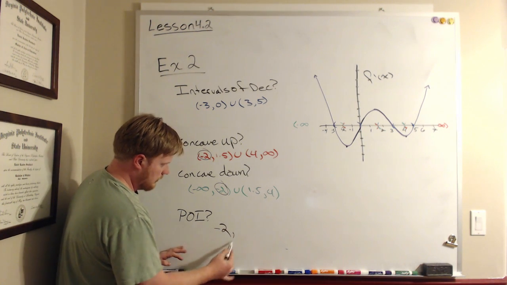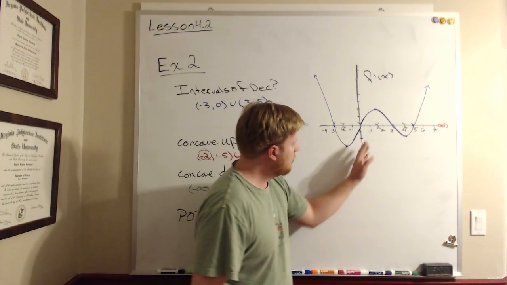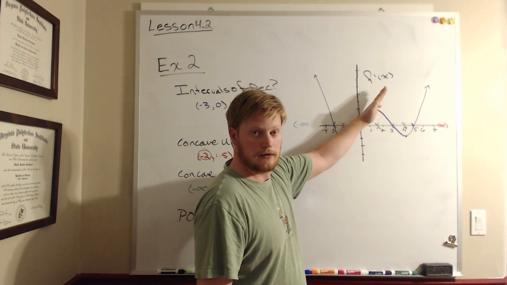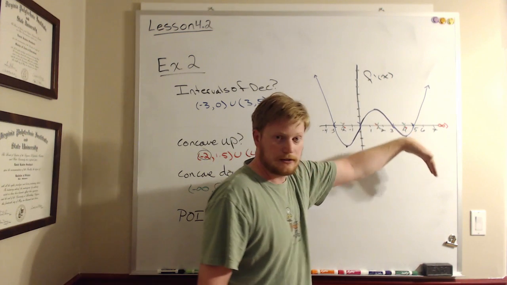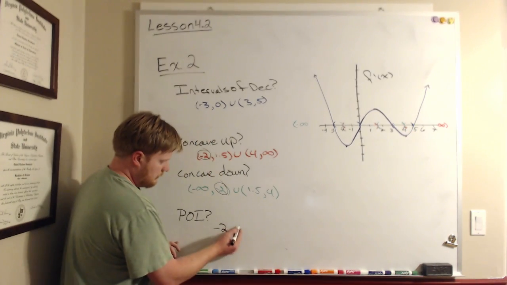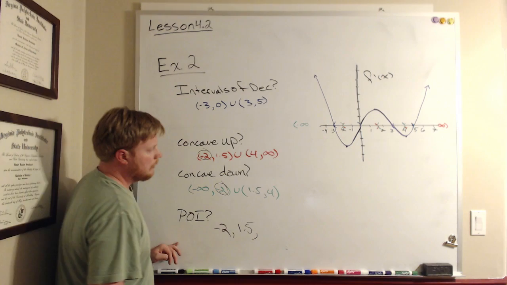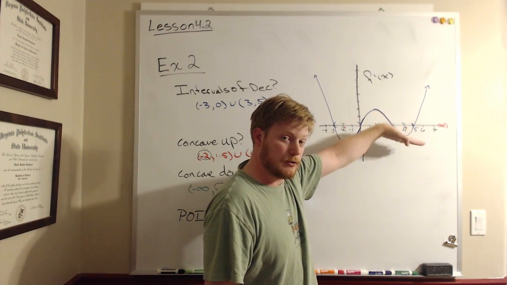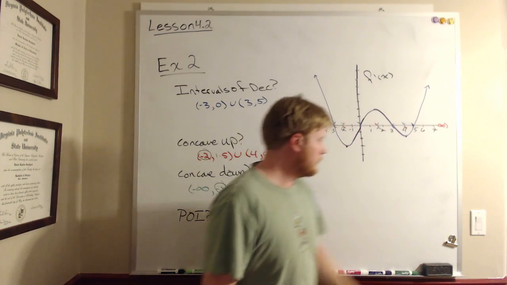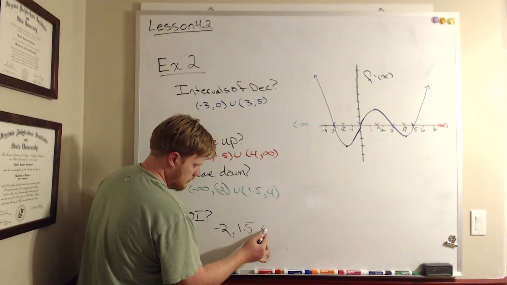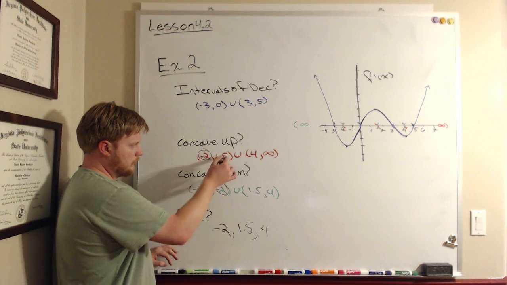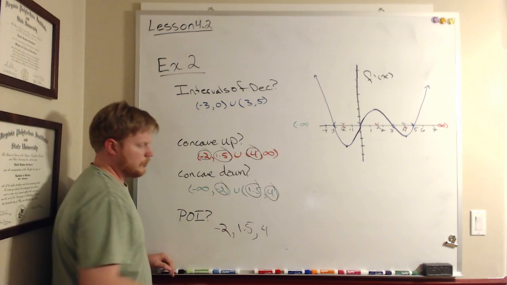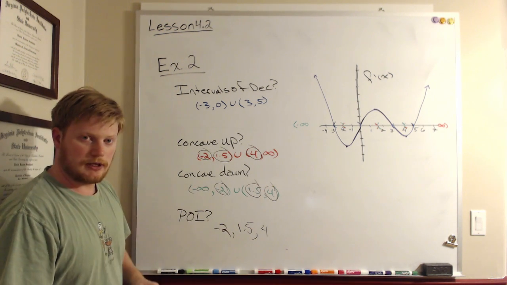So -2. But there's another one, 1.5, changing from a positive second derivative to a negative second derivative. And there's one more, 4, changing from a negative second derivative to a positive second derivative. Okay, so you can sort of see those here. 1.5 is in both, 4 is in both. Those are the places where I'm changing concavity.